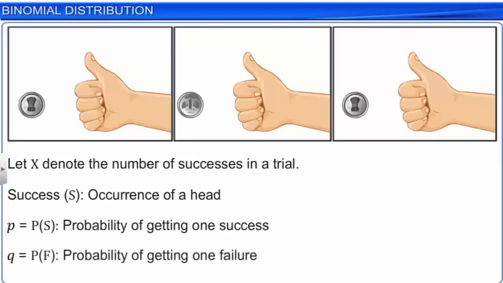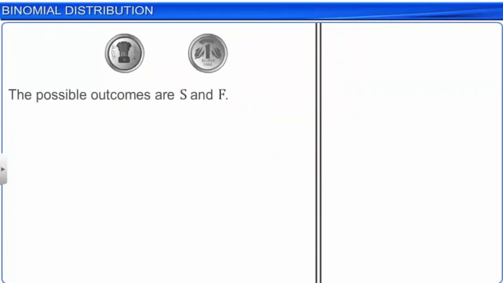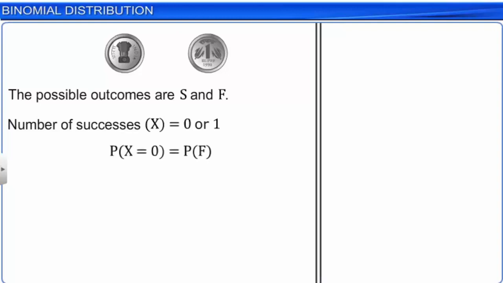Let's begin by tossing the coin once. The possible outcomes are S and F. Here, the number of successes is either 0 or 1. Therefore, the probability that X can take the value 0 is the probability of the occurrence of a failure, which is Q. And the probability that X can take the value 1 is the probability of the occurrence of a success, which is P. So, the probability distribution of X is as shown.